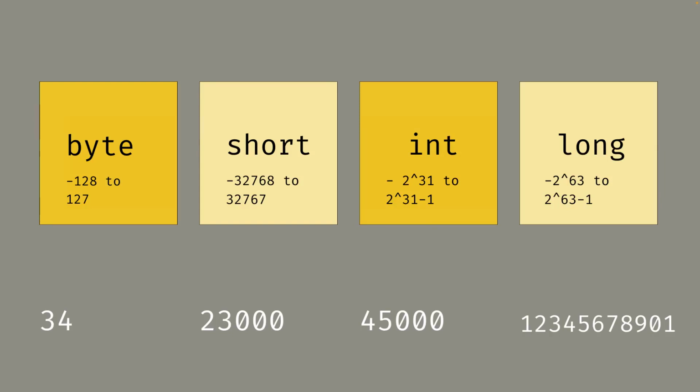For example, byte can hold the value 34, but so can short, int, and long. But byte cannot hold the value of 23,000, but short can, so can integer, and so can long, etc. The bigger the number, the less of the primitives it fits into. Let's have a look at how to create these primitives in IntelliJ.